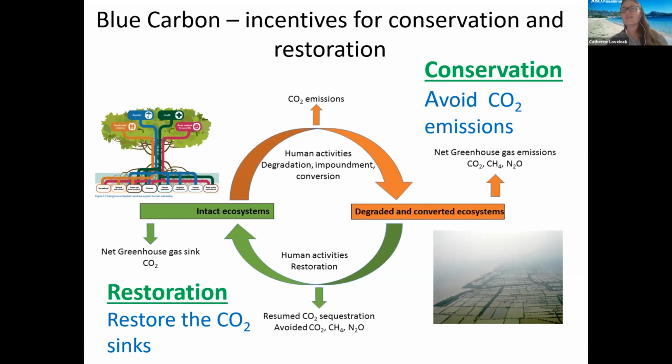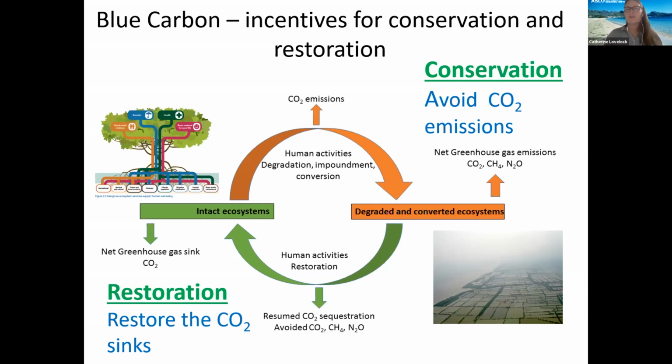So, for example, if you have aquaculture, you can have nitrous oxide emissions, and if you impound and freshen up mangrove ecosystems, you can have very high methane emissions, and also salt marsh and other coastal wetland types. So if you restore these coastal ecosystems, you basically resume carbon sequestration, but you can also avoid these other emissions that might come from agriculture or aquaculture or whatever other land use that the habitat was converted to.